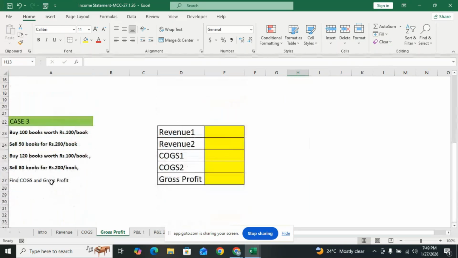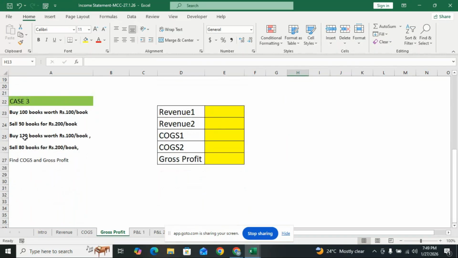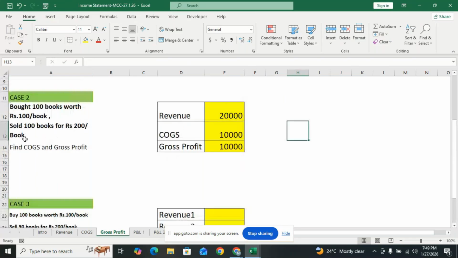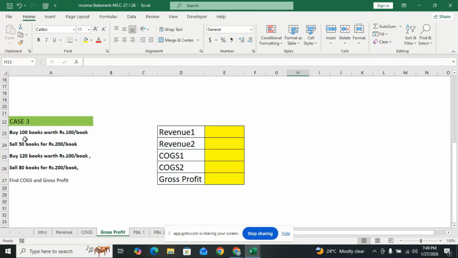Try out the case 3. Here you have 2 cases actually. So if you do the case 3, we complete the gross profit computation.